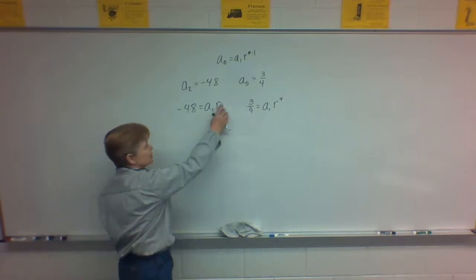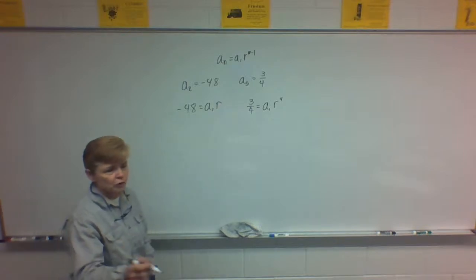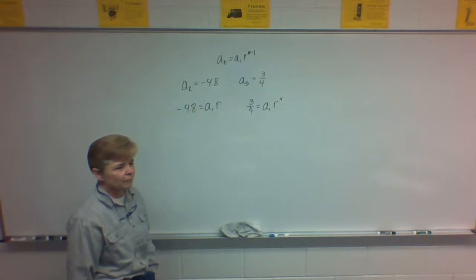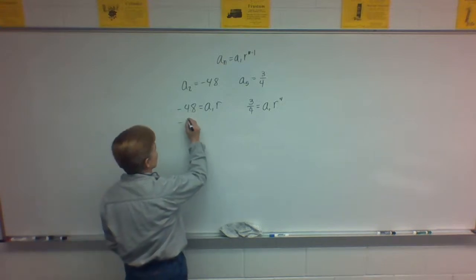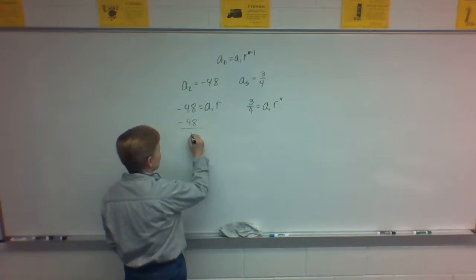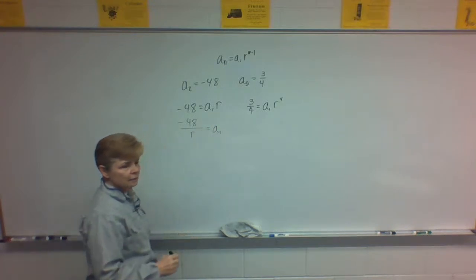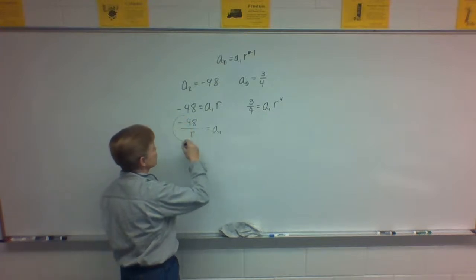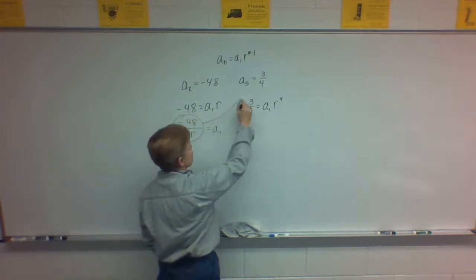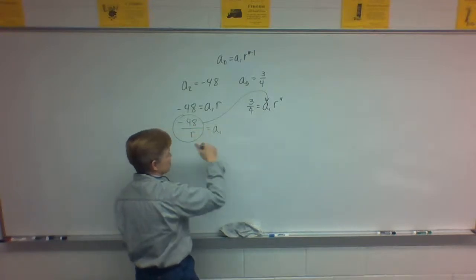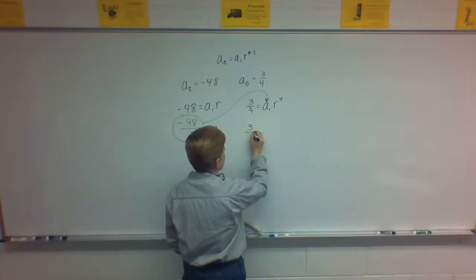This one I like better because the exponent is smaller. That's what I would go to first. Do we want to solve that for A1 or do we want to solve it for R? All right, so I have negative 48 over R is equal to A1. Y'all understand that move? Then we apply the substitution notion and we come over here and replace that A1, because A1 is equal to this. We replace that with this, and we get this in that replacement.